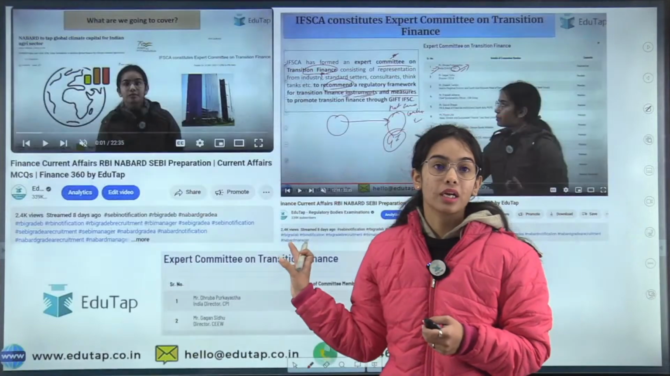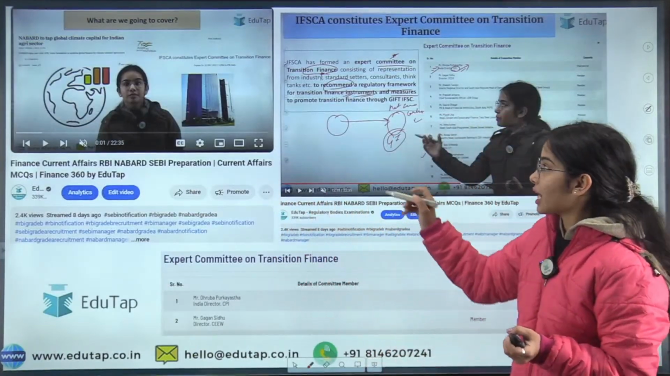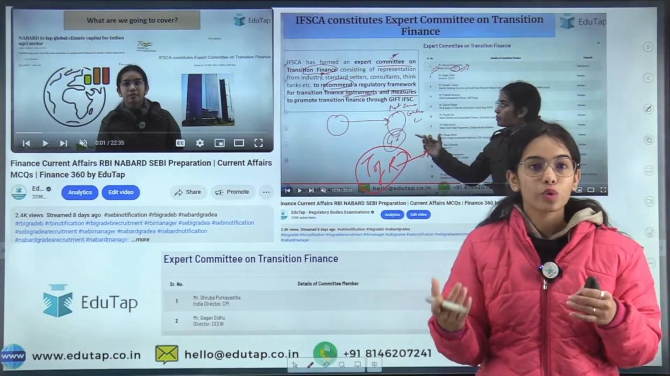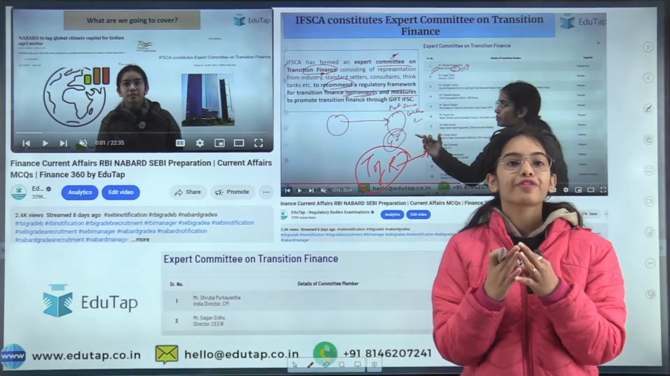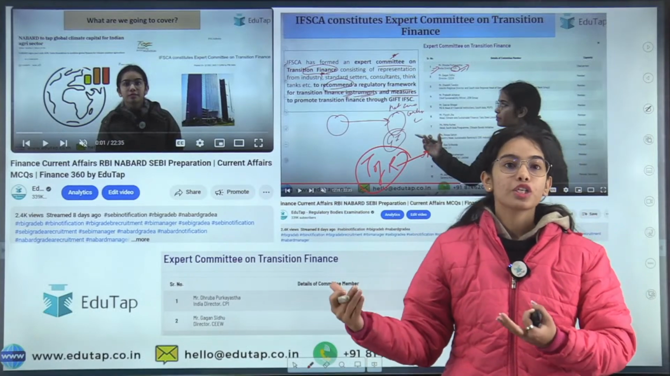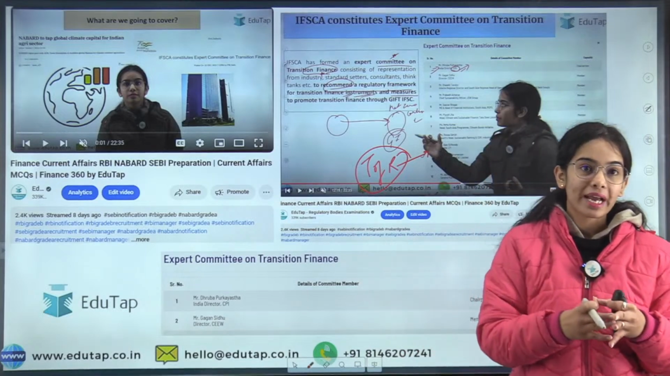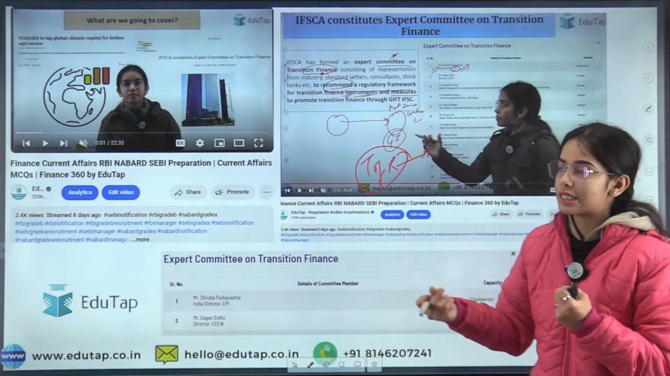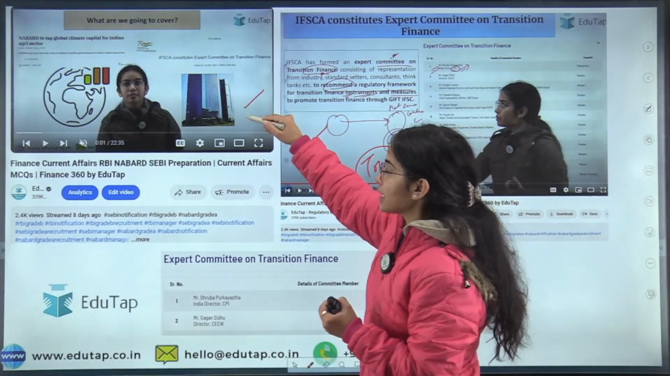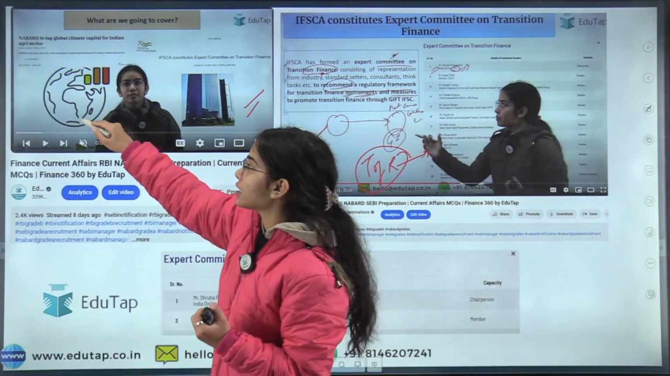So this is the news article. Here we have discussed the terms of reference given to this committee: it has to work on preparing a regulatory framework to advise the IFSC on how it should move forward with transition finance, bonds and such financial instruments. This is the news article we discussed in the previous session.